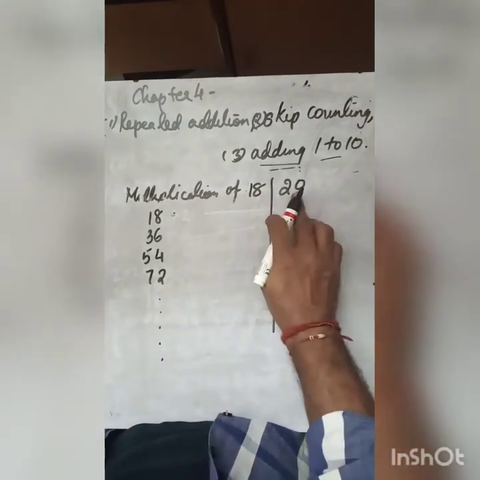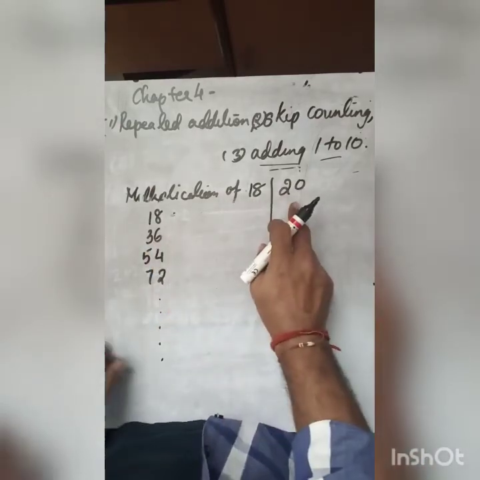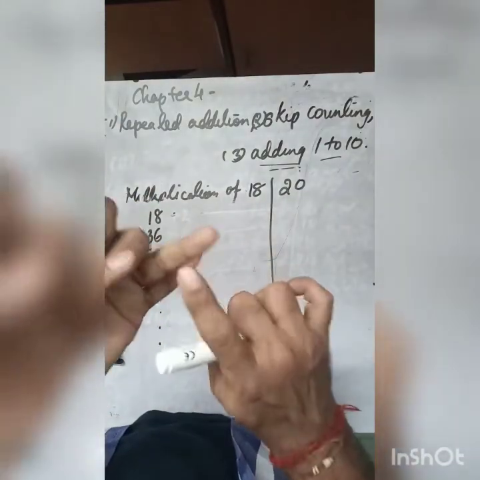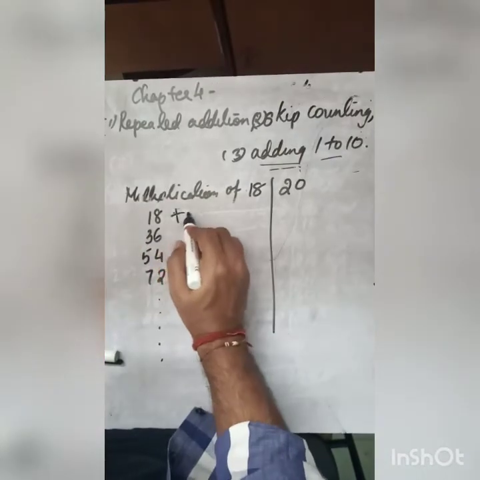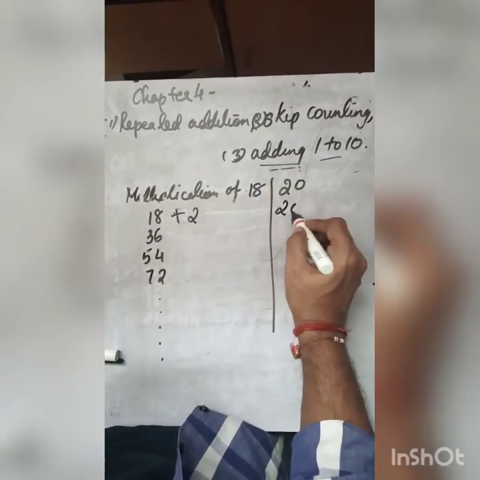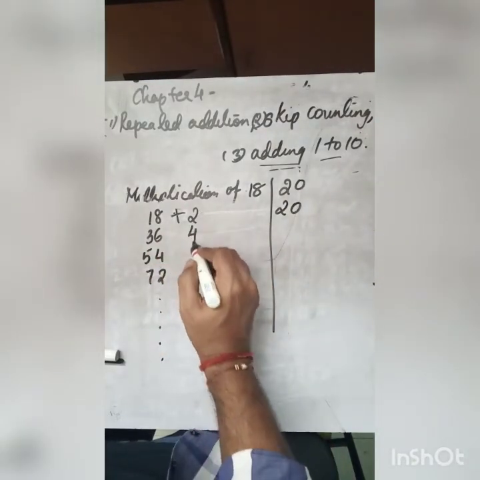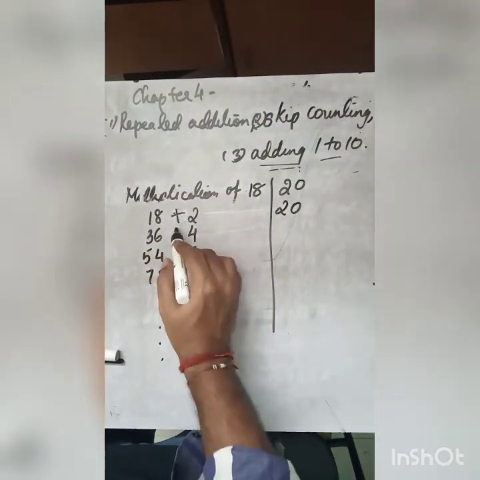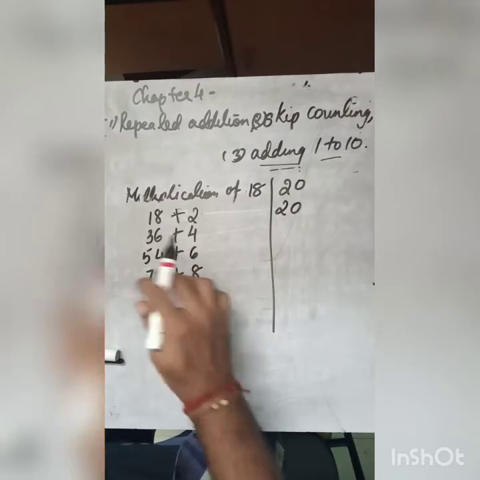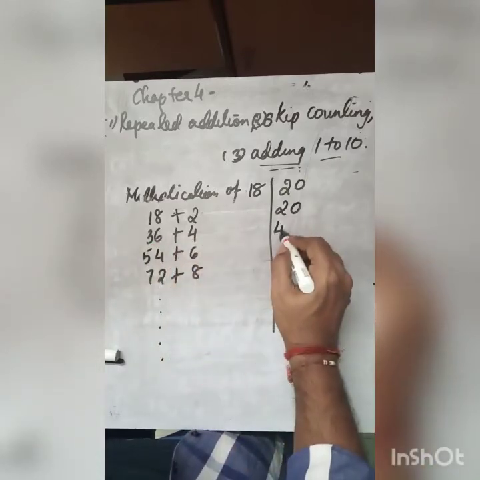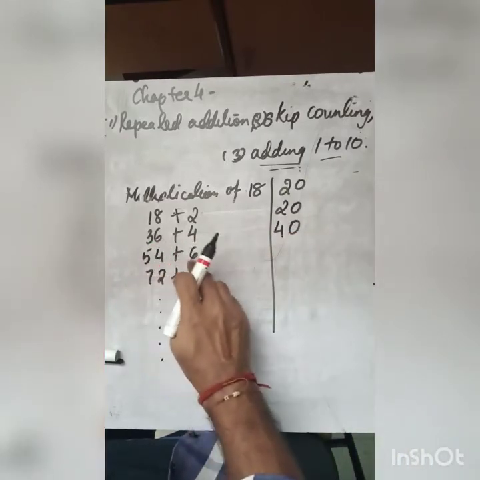इसके बाद I need 20, 18 है, मुझे 20 चाहिए तो क्या करना पड़ा? 18 के बाद 19, 20, I need to add 2, so I get the answer 20. That means पहला मुझे 18 का table लिखना है, दूसरा 2 का, that is 4, 6, 8. If I add this, 36 plus 4 will give me 40, 54 plus 6 will give me 60.